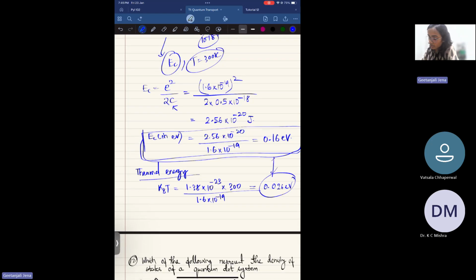Here you can see the EC is 0.16 electron volt and KBT is 0.026 electron volt. That means the charging energy is greater than the thermal energy. So the Coulomb blockade effect will be observable because the charging energy is greater than the thermal energy. If it is otherwise, less than KBT, then we won't see the Coulomb blockade effect. Okay.